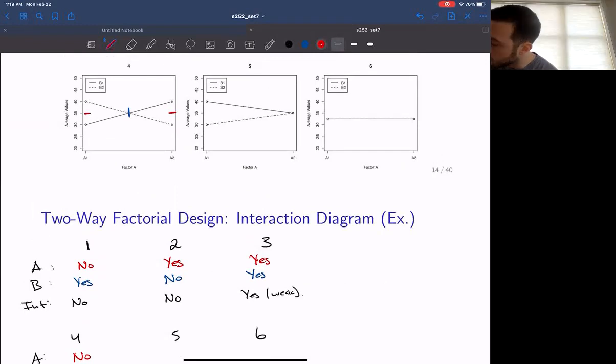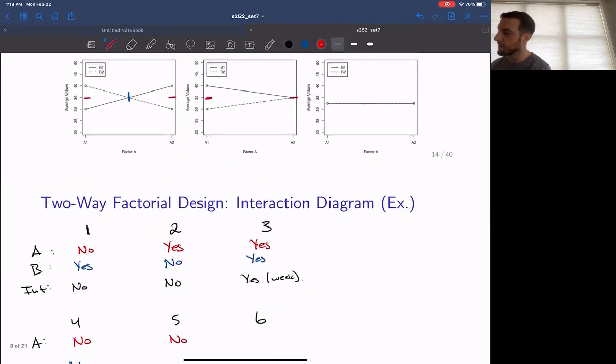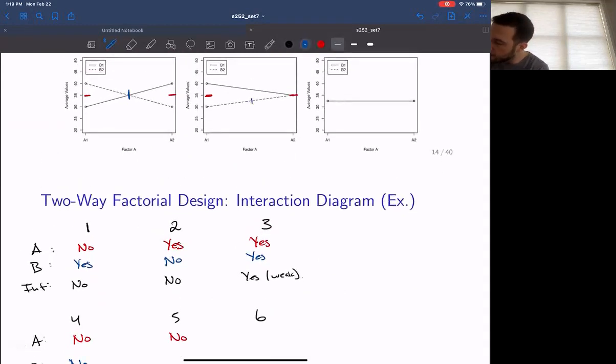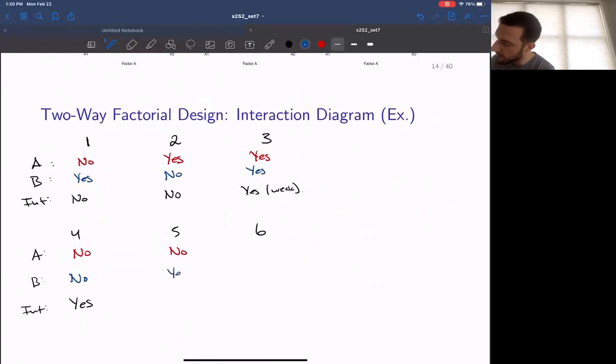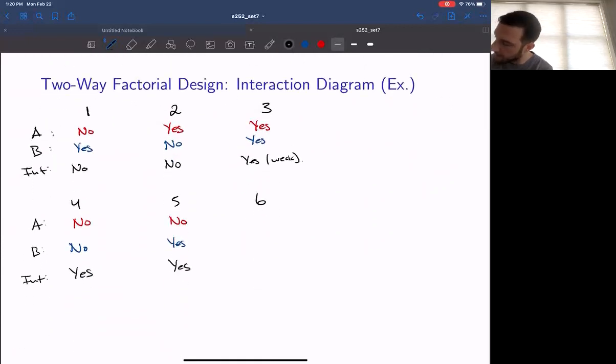In diagram 5, the average of A1 is 35. The average of A2 is also 35. Okay, so we have no main effect for factor A. For factor B, we have an average at about 32.5, and then an average at 37.5. So those are different values. B1 is greater than B2 in this case. So that indicates a potential main effect for factor B. And then we can see again that these lines are clearly not parallel and they actually intersect at A2. So that would imply interaction.